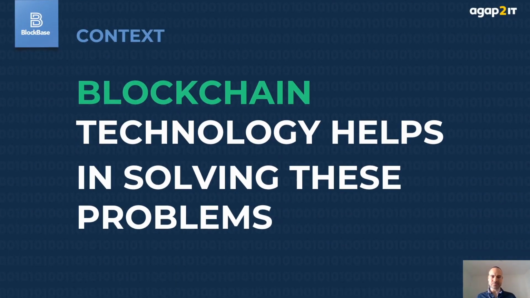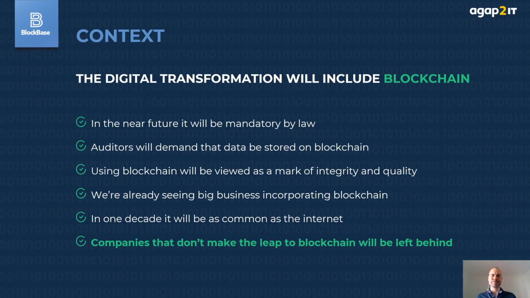So blockchain technologies help in solving these problems. And this is mainly due to the characteristics of blockchain, from being a distributed system, from being a system that's append only. You cannot change the past of the systems. They are very robust, so it's very different from a traditional database, and has a lot of security built in from the ground up.